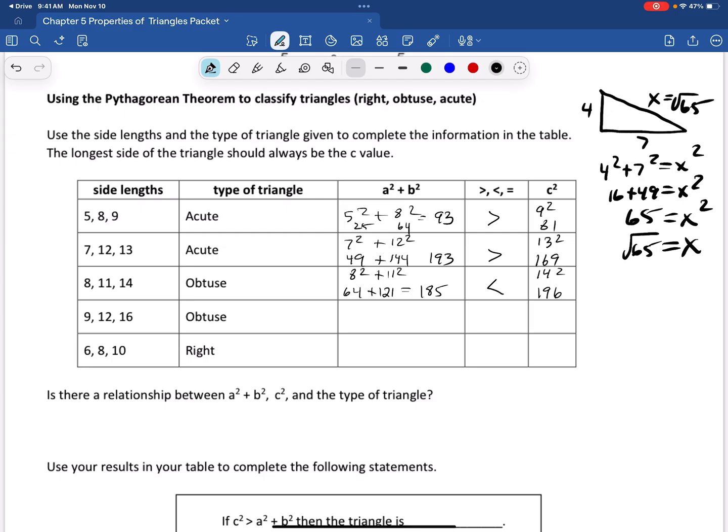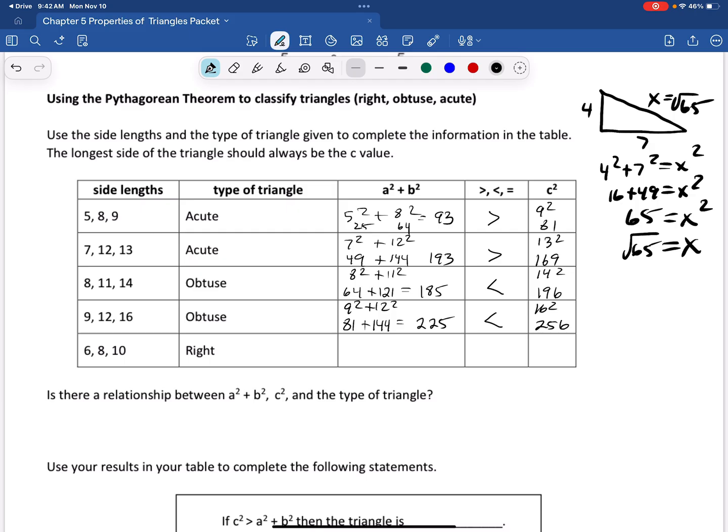Okay, and then let's look here. We've got 9 squared plus 12 squared, and over here we've got 16 squared, which is 256. And this is 81 plus 144, so what's that, 225? All right, and 225 again is less than 256.